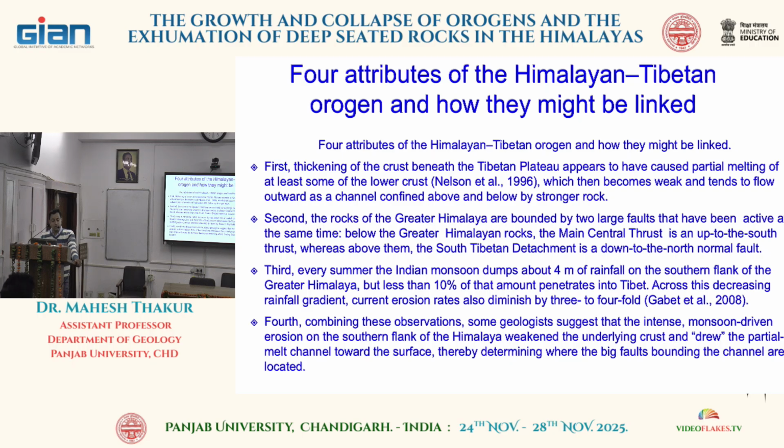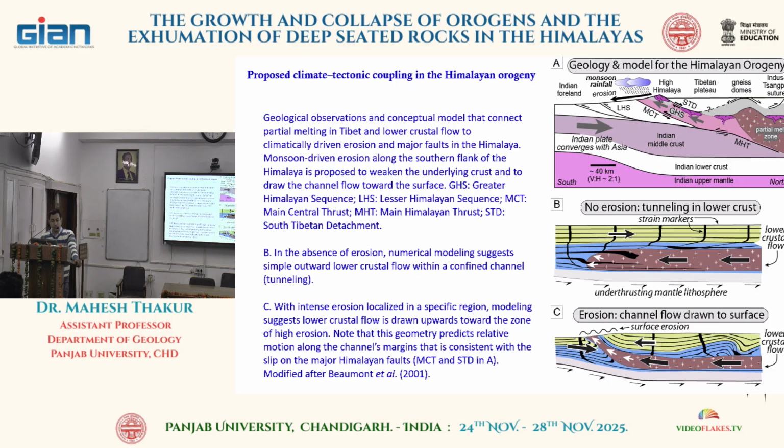Combining these observations, some geologists suggest that the intense monsoon-driven erosion on the southern flank of the Himalaya weakened the underlying crust and drew the partial melt channel toward the surface, thereby determining where the big faults bounding the channel are located. So this is one model in which we have a lot of erosion above the MCT, and the partial melt of this channel flows towards that. This is a proposed climate-tectonic coupling in the Himalayan orogeny.